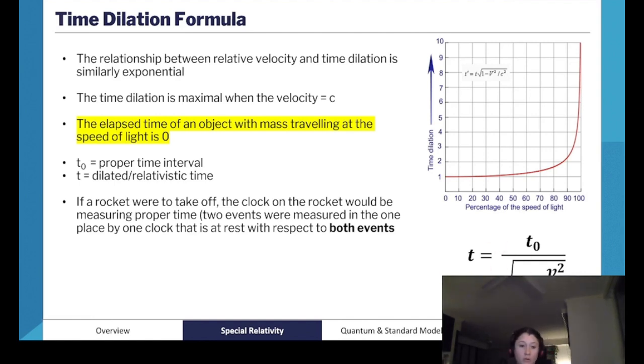Looking at our formula down here, again, this one is on your formula sheet too. We have T0 being proper time, and T being dilated or relativistic time. So proper time is a time measured in the frame in which the movement is happening. And dilated or relativistic time is the time measured in the frame of the observer. So, if we had a rocket take off, the clock on the rocket would be measuring proper time, and then the clock on Earth would be measuring relativistic time.